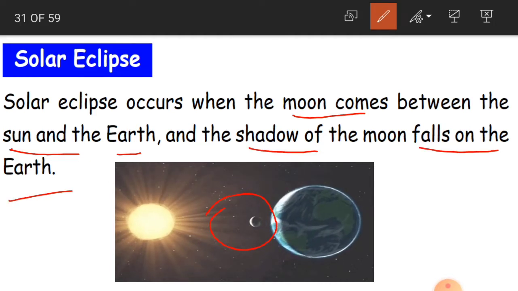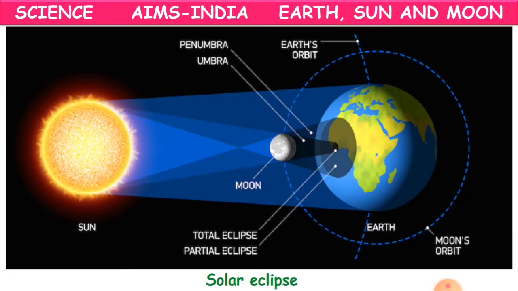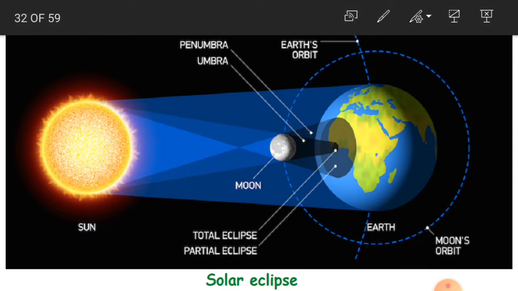Are you able to see here? See how the shadow of the moon is falling on the earth in this black color. Okay, once again you try to observe. Clear children? So this is when the solar eclipse occurs. See here the complete diagram, the picture of the solar eclipse, where you can see the moon in between the sun and the earth, and the shadow of the moon is falling on the earth.